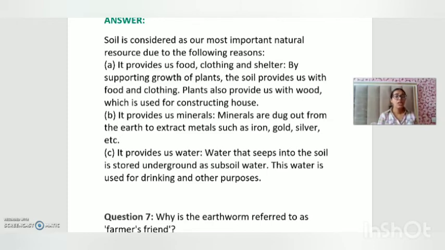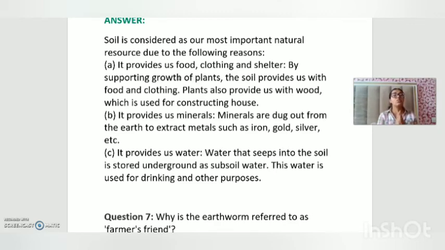By supporting the growth of plants, the soil provides us food and clothing, right? Plants also provide us with the wood which is used for constructing houses. So all this we get from soil, right? It also provides us minerals, students. Minerals are dug out from the earth to extract metals such as iron, gold, silver, etc. All these we get from the soil, student.